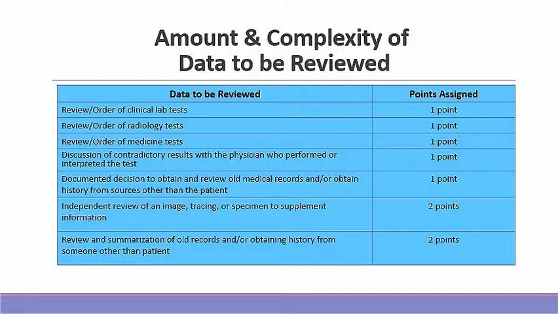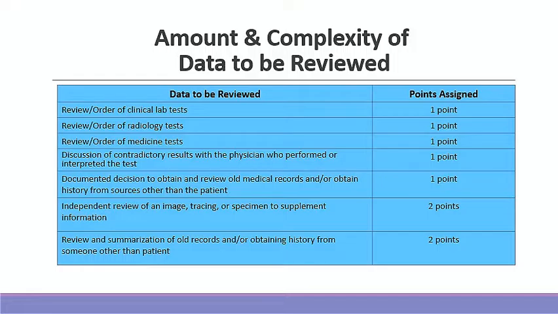Next, we have discussion of contradictory test results with the provider who performed or interpreted the test. This is assigned 1 point. Documentation should state who the conversation was with, which test was being discussed, and a brief summary of the conversation.